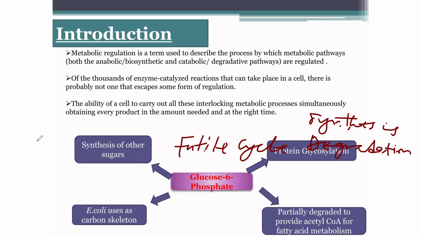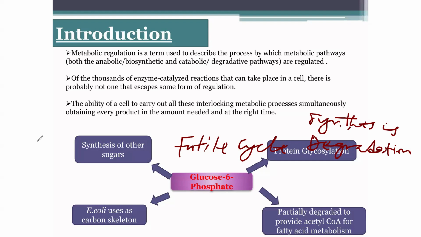So that is why we need to understand that metabolic regulation must be controlled, for two reasons. One, to synthesize the product when it is needed, and when the product is not needed, it will not be synthesized. That is one of the main points of metabolic regulation. And second, to prevent futile cycles, so that a particular metabolite cannot be degraded and synthesized at the same time. Of the thousands of enzyme-catalyzed reactions taking place in a cell, there is probably not one that escapes regulation.